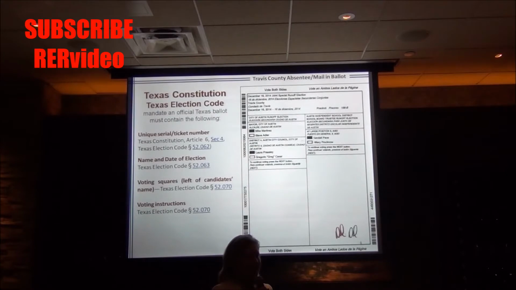When we got to Travis County, Dana Debevoise, the county clerk, said, Ms. Pressley, we can't give you a ballot image. We can't give you what's required by law. We can give you something else, and I'll show you what that is. We'll get to that in a minute.